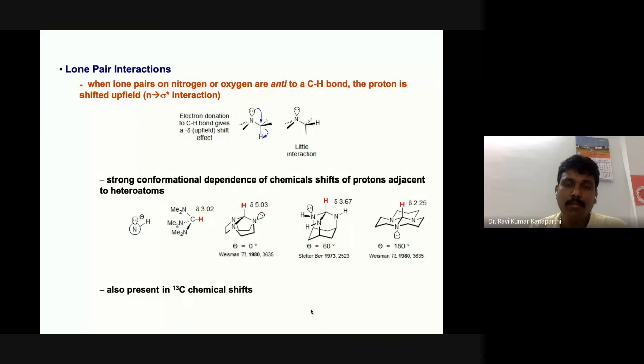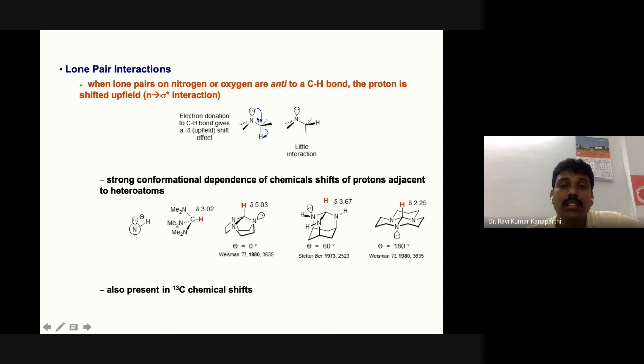Basically, if this lone pair and the proton on the adjacent carbon are anti, or syn and anti, I hope you know the organic chemistry. If they are in an anti position, then the protons will be moved upfield, in the lower chemical shift region, as compared to the other one, where it is a syn and anti configuration. You can just observe it.